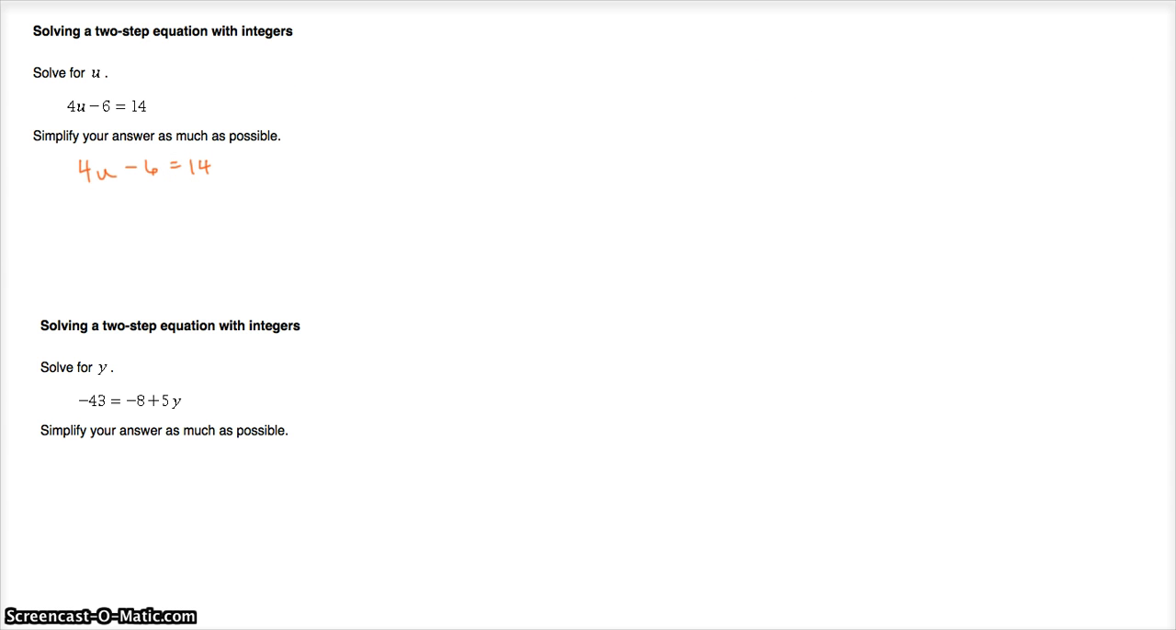Okay, so the first step we need to apply is our additive inverse. So we need to add the opposite value, which is 6. So we're going to add 6 to both sides. Remember, break up our equation. Now we're going to add 6 to both sides. And that's going to cancel, leaving us with 4u.